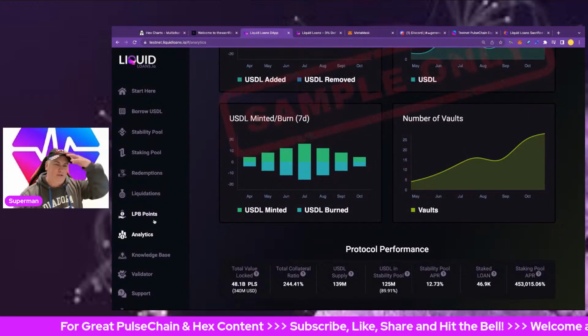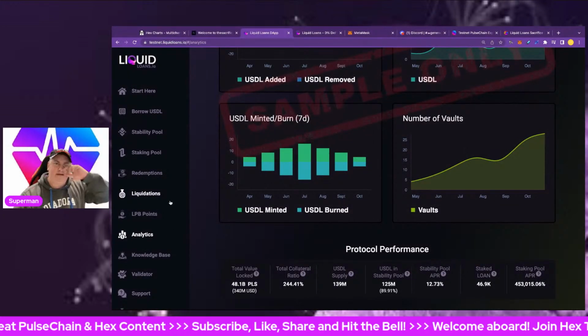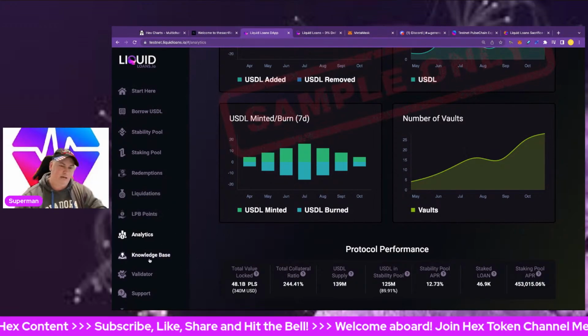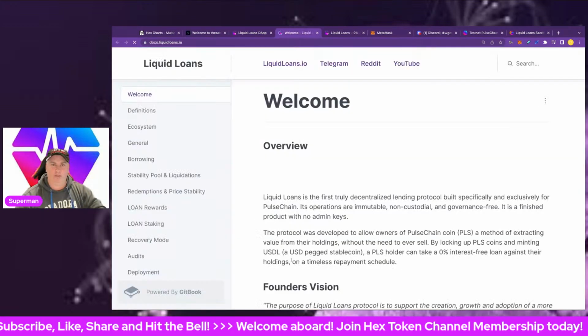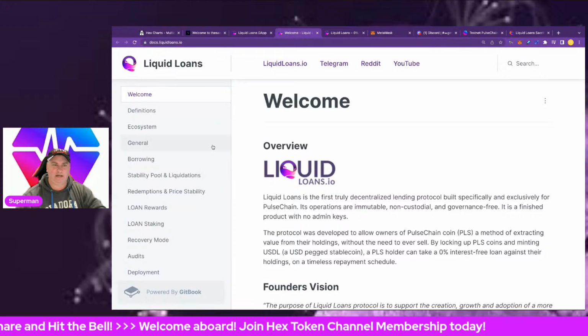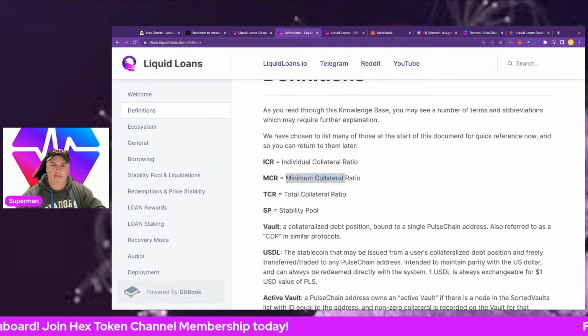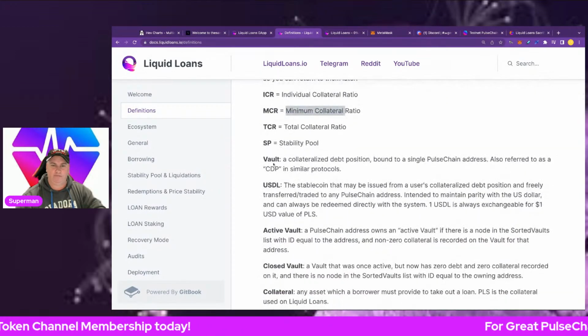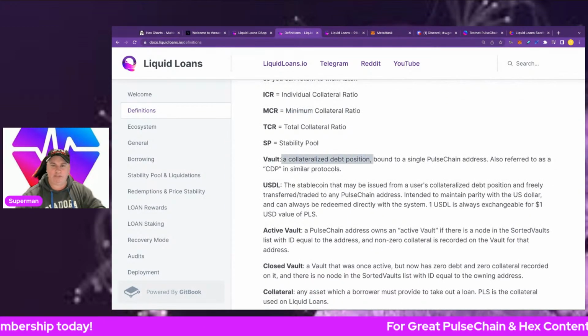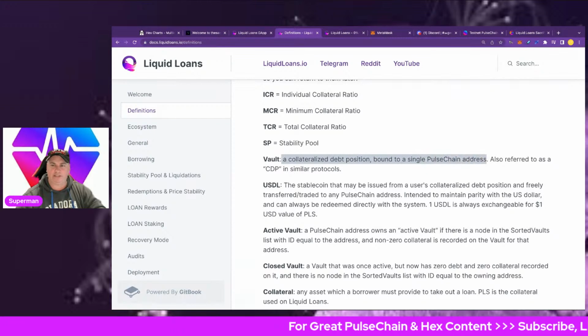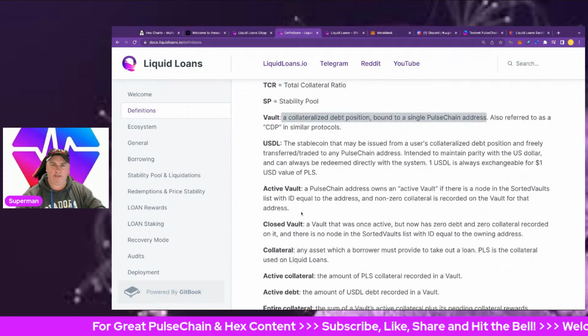Now, obviously, we've been through all the dapp here. We're going to come back and mint some of our rewards. I'm sure we've got some now, but we're going to go into the knowledge base. If you want to find out all the nitty gritty and all the details, then you've got definitions here. So around the minimum collateral ratio, you've got all the stuff. You've got USDL, the vaults. A vault is a collateralized debt position bound to a single PulseChain address, also referred to as a CDP. So you can see, you can get all the granular stuff here.